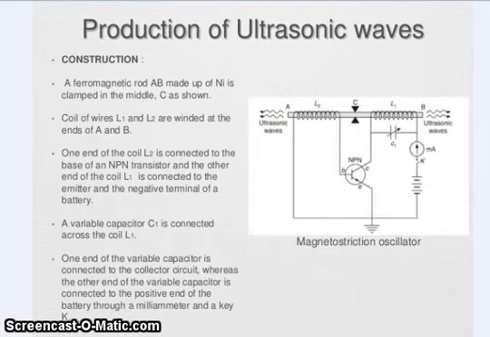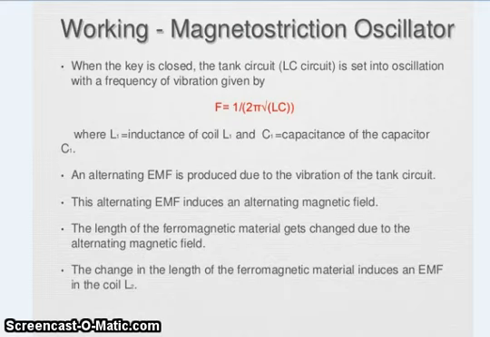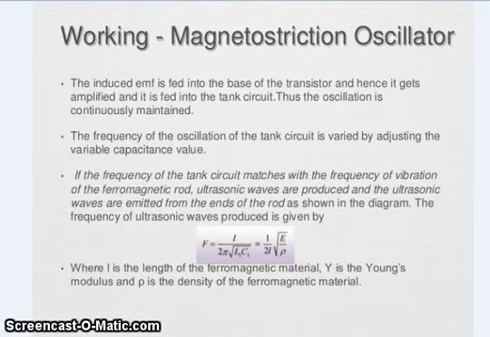So this is the working. Then the induced EMF is fed into the base of the transistor, and hence it gets amplified, and it is fed into the tank circuit. Thus, the oscillation is continuously maintained. The frequency of the oscillation of the tank circuit is varied by adjusting the variable capacitance.